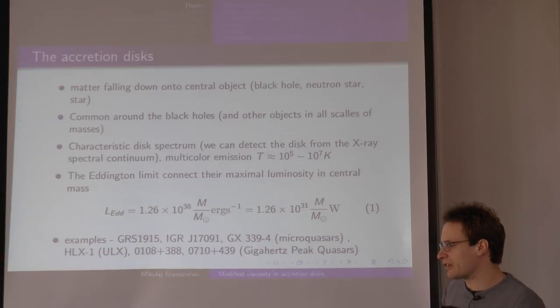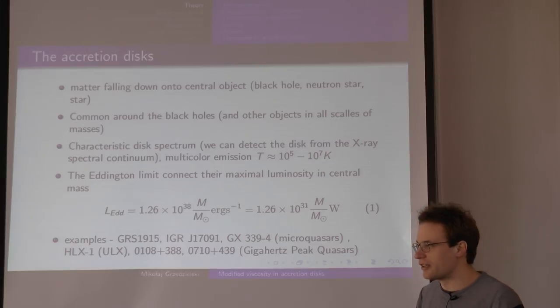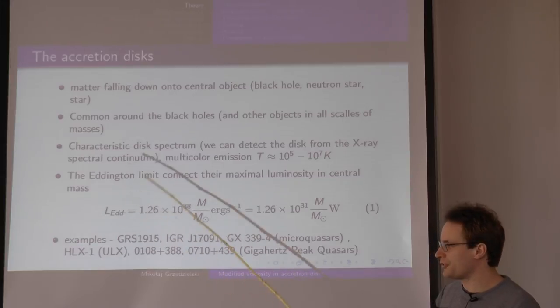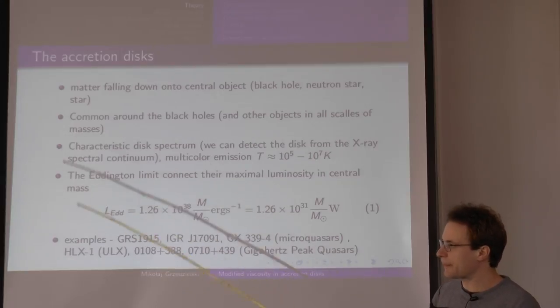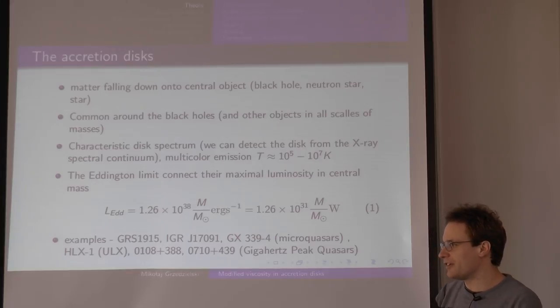This is a general thing when we have a strong source of radiation and the radiation interacts with surrounding matter. In an accretion disk, the disk is hot, so it is luminous, and the amount of radiation emitted by this disk interacts with the electrons in the disk plasma.